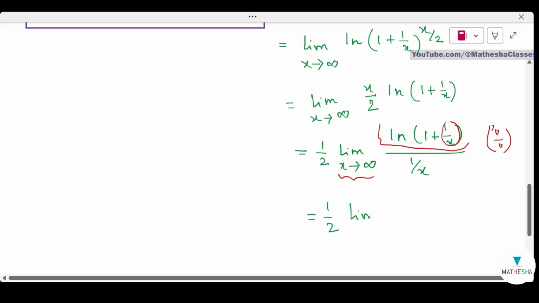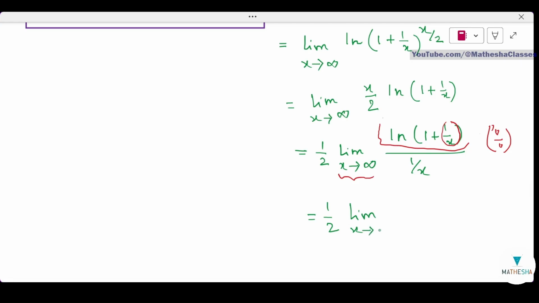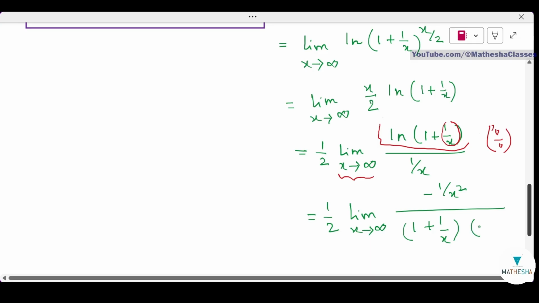we'll differentiate both numerator and denominator. So we'll be having 1 plus 1 upon x in the denominator, and above it will be minus 1 by x square. That will be obtained by differentiating the numerator, and by differentiating the denominator we'll be having minus 1 upon x square.